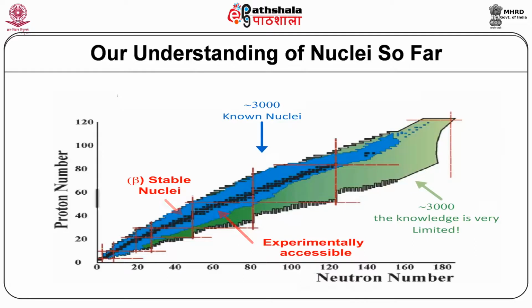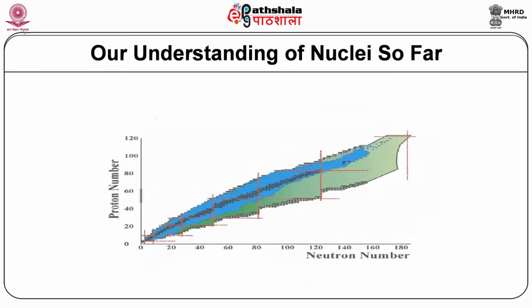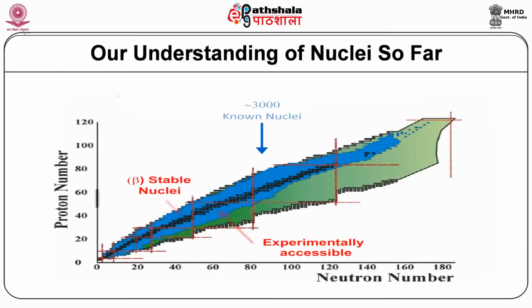Now in this Segre chart, we can find various interesting things. As you can see in the picture, we have a black dotted line in the center, which shows the line on which all the stable nuclei are plotted. Then on the top of that line of stability, we have the proton drip line, and the neutron drip line on the lower side.